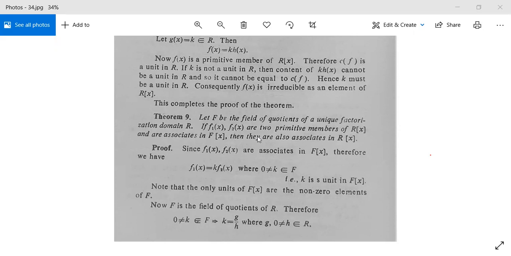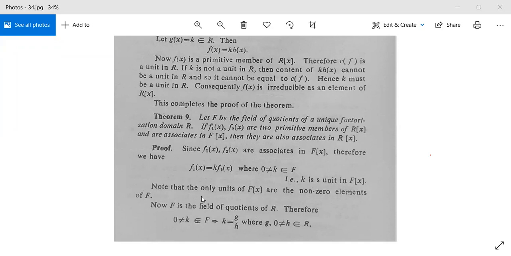So you need to show that if f1 and f2 both are associates in F[x], then they are also associates in R[x]. Let us look at its proof. Since f1 and f2 both are associates in F[x], one is the multiple of another. Therefore, we can write f1(x) is equal to k into f2(x), where k is in F and k is non-zero. The only units of F[x] are the non-zero elements of F. Now, here F is the field of quotients of R.